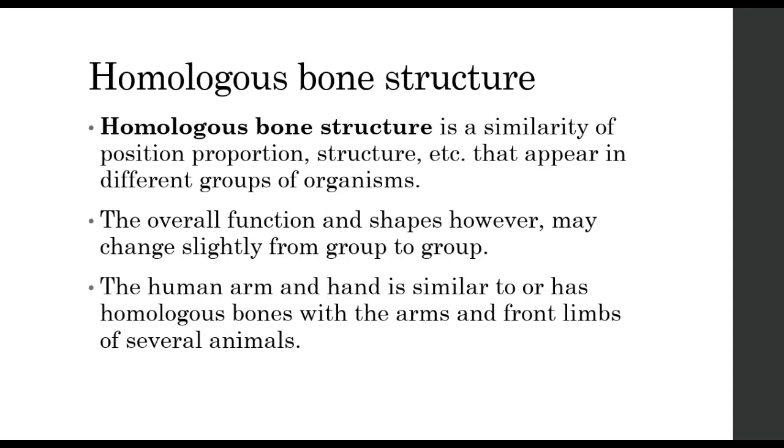Homologous bone structure is a similarity of position, proportion, structure, etc. that appear in different groups of organisms. The overall function and shapes, however, may change slightly from group to group. The human arm and hand is similar to, or has homologous bones with, the arms and front limbs of several animals.